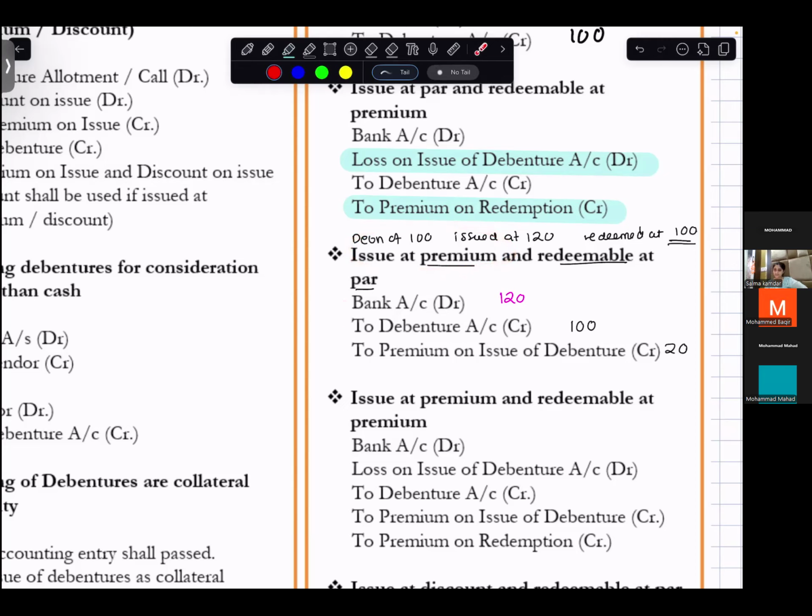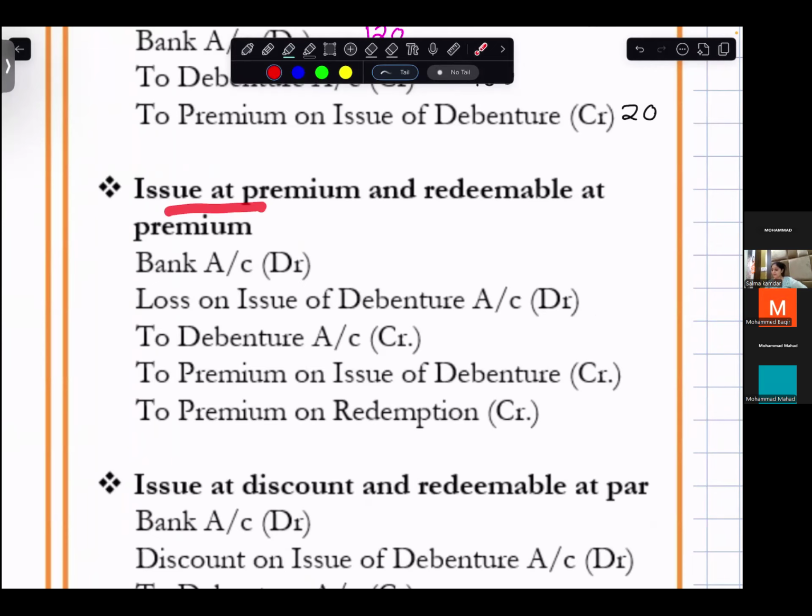Yes. Now, next case: issue at premium, redeem at premium. Can you give me an example for this? Issue at premium, redeemable at premium. Example with numbers.